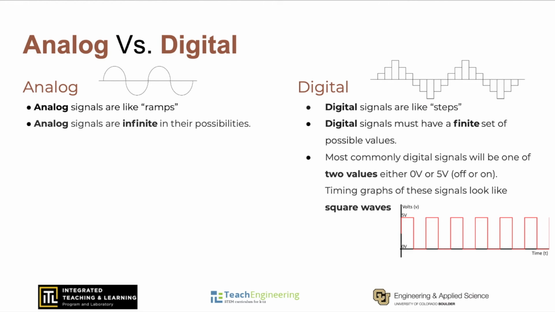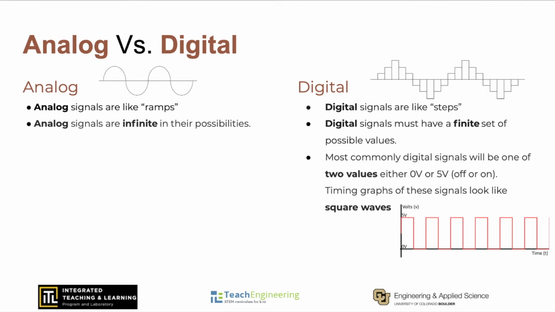Analog signals are like ramps. They are infinite in their possibilities. Digital signals are like steps. They have a finite set of values. Most commonly, digital signals will be one of two values, either 0 volts or 5 volts, meaning there is either no power or full power. Their graphs look like square waves.